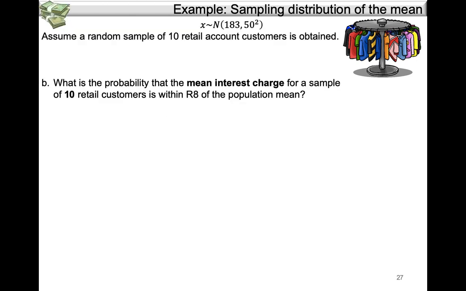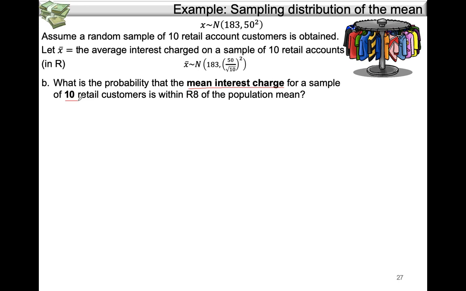In question B, what is the probability that the mean interest charge for a sample of 10 retail customers is within 8 rand of the population mean? So the main focus in this question is on the mean interest charge for a sample of 10 retail customers. That means that now we are looking at the sample mean. So we'll define our random variable, and this is x bar, which is the average interest charge on a sample of 10 retail accounts in rands. And we find that x bar has a normal distribution with a mean of 183 and a variance of 50 divided by the square root of 10, squared.